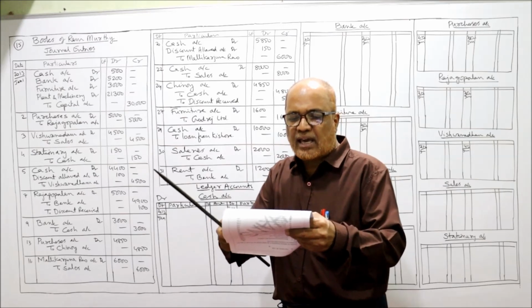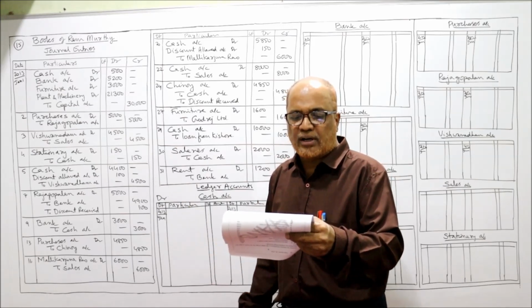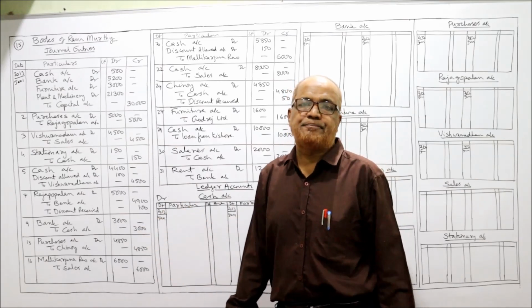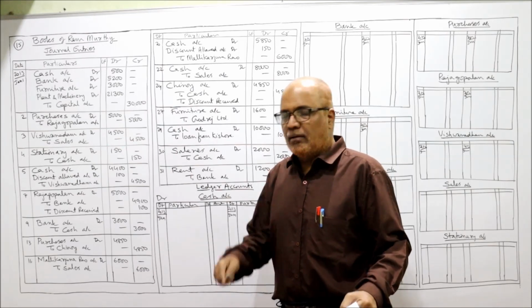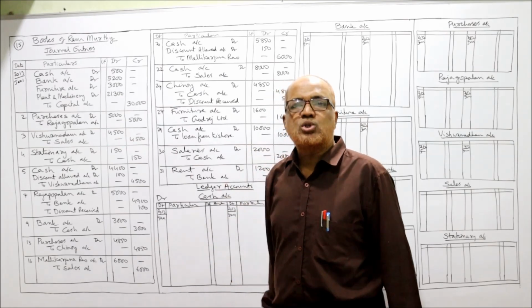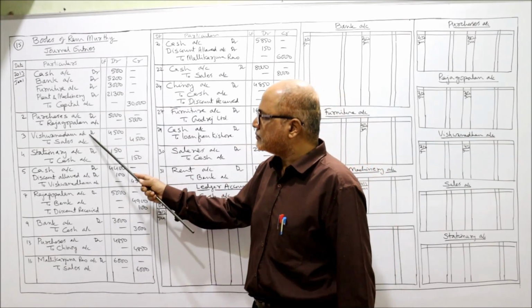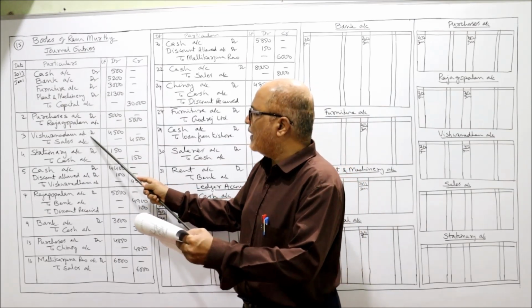Then received cash from Vishwanathan 4,400, allowed him discount 100. Actually, we have sold the goods to Vishwanathan for 5,000. No, 4,500.